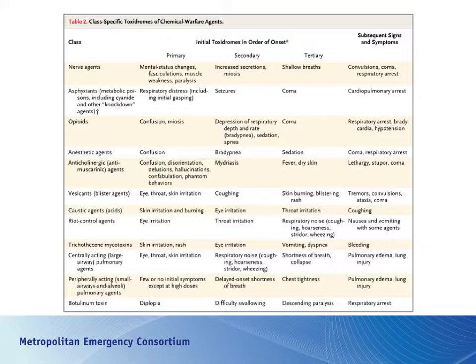The caustic agents, such as acids, they tend to have a lot of skin irritation and eye irritation and coughing, and those patients typically have a strong desire to escape because these medications or agents tend to be very irritating from onset. Some of the riot control agents, like mace, again, it's respiratory and eye irritation.